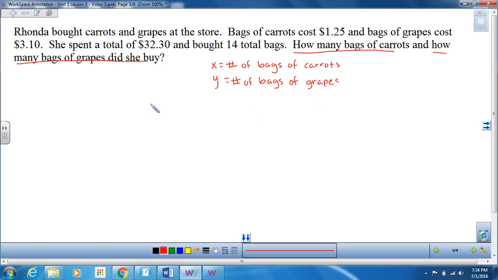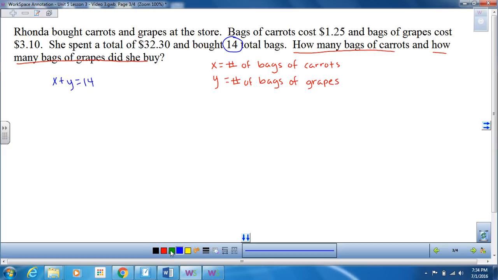So just like the last problem, there's a total number and total value equation. The total value equation this time is dealing with the amount of money she spent. All right, so total number is just this here. She bought a total of 14 bags. So that's my total number equation. So x plus y equals 14. And you don't have to use x and y. You could define these as C and G if you want to use C for carrots and G for grapes.